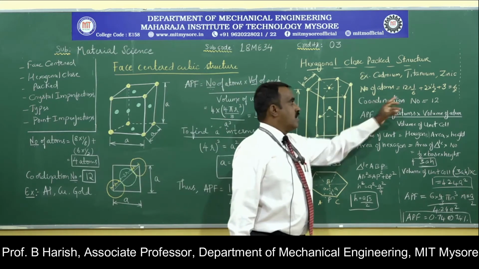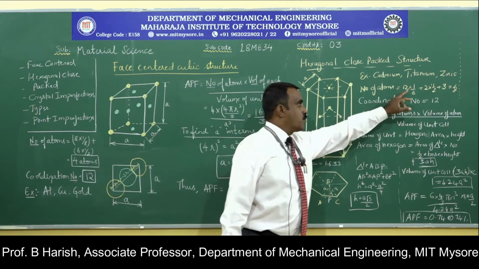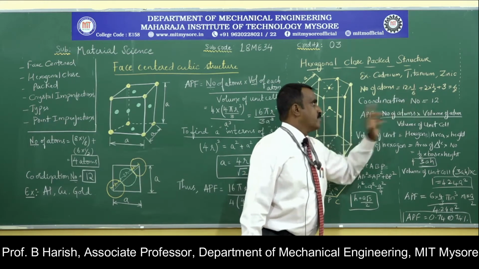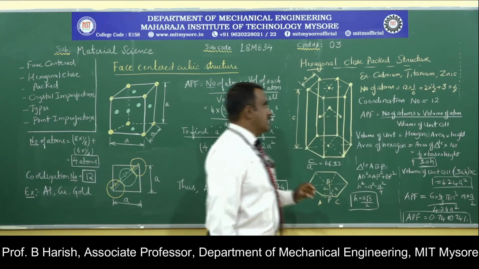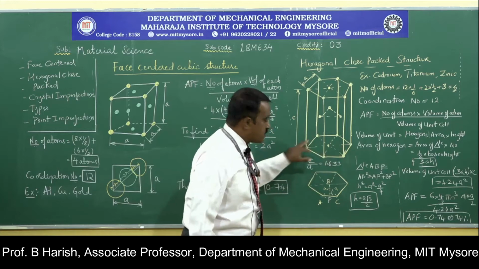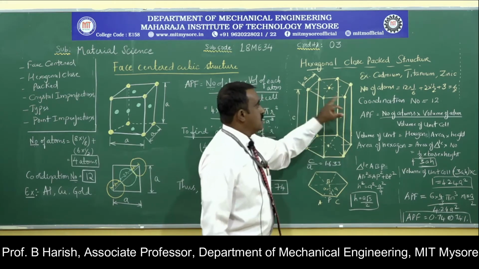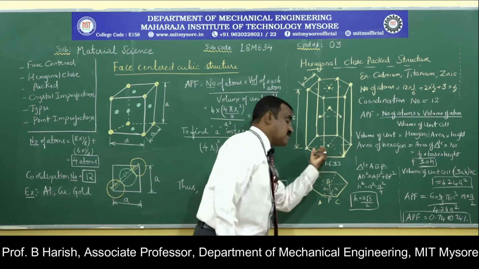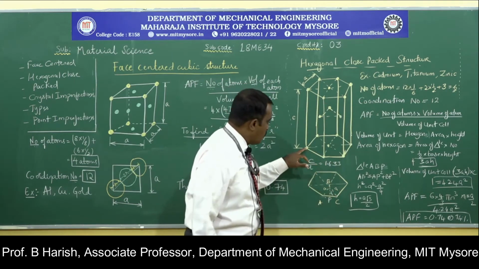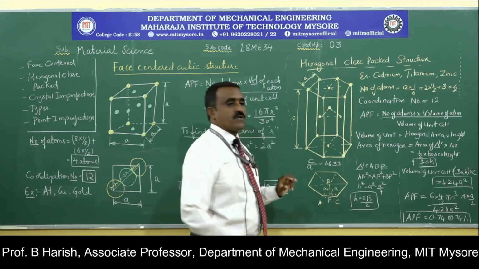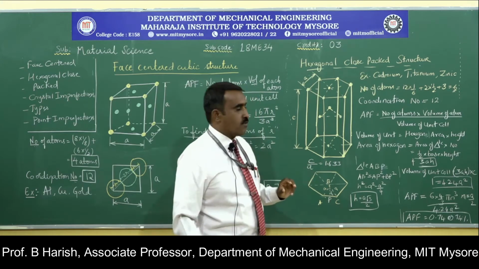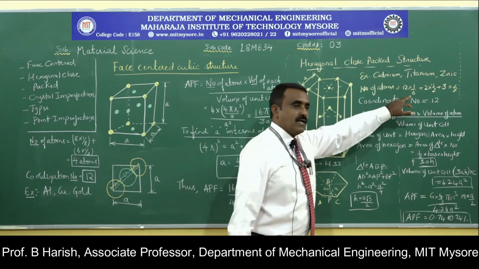So here you can look at, there is 12 into 1/6 plus 2 into half plus 3. So how do we arrive at this? We have corner atoms on all the corners of the hexagonal face, 6 plus 6, so 12 atoms. So 1/6 of its volume will be inside the unit cell. If you take this atom, only 1/6 of its volume will be inside, the remaining will be outside. So 12 atoms, how do we arrive at that?